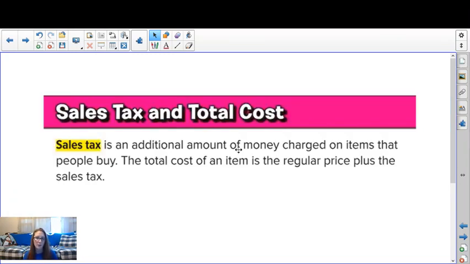Sales tax and total cost. Sales tax is an additional amount of money. Remember, additional means we're going to add. I already said that, but we can underline that. Additional means to add. Charged to items that people buy. The total cost of an item is the regular price plus the sales tax. Again, there's that magical word of plus, or another indication that we're going to be adding.